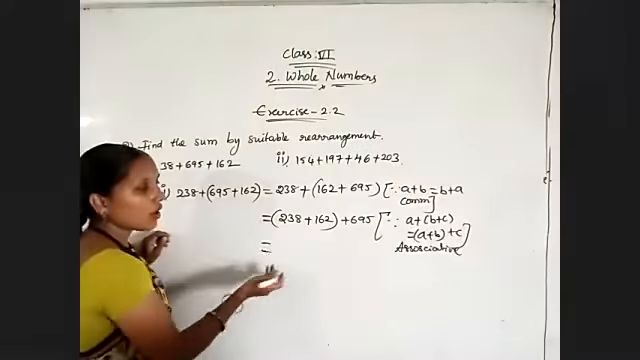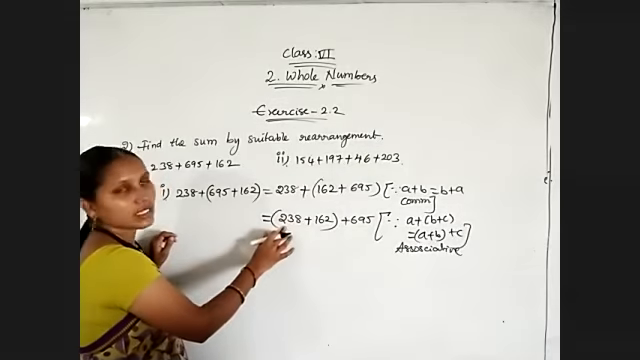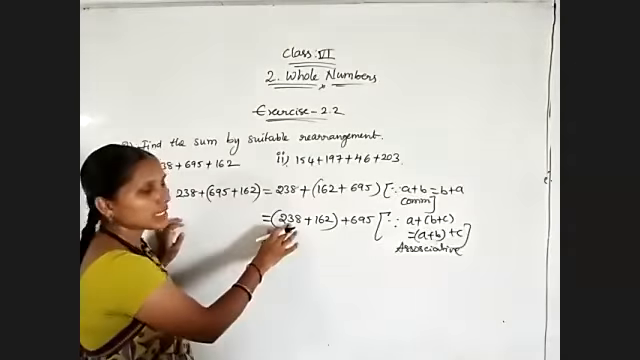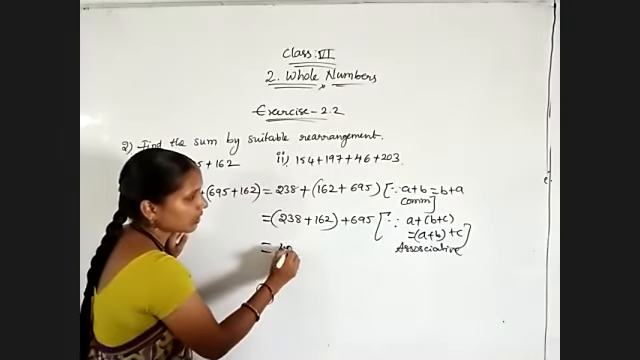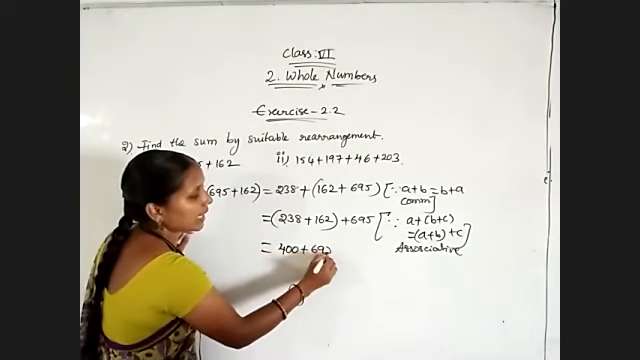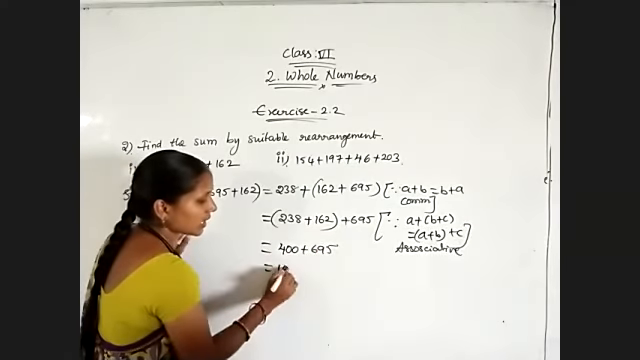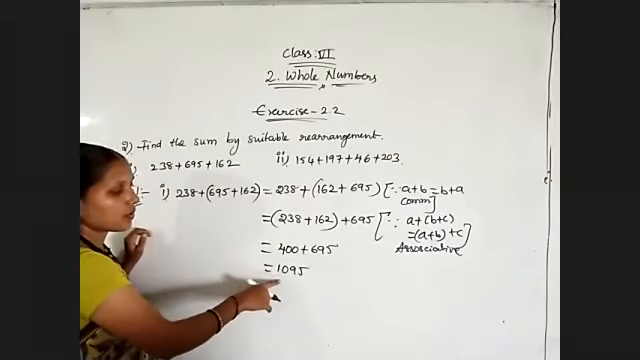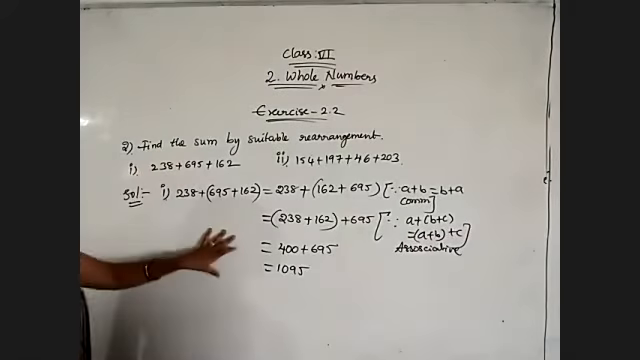Now add whatever is there in the bracket. So 162 plus 238, that is 400. 62 plus 38, 100. 200 plus 200 is 400. Plus 695. So completely 1095. Okay. 5, 9, 6 plus 4 is 10. 1095. So the sum of this value is 1095.